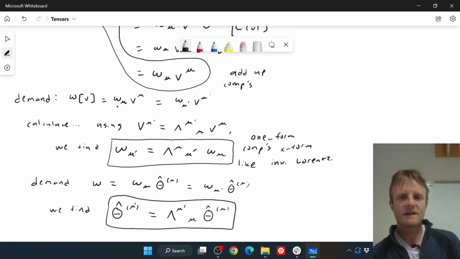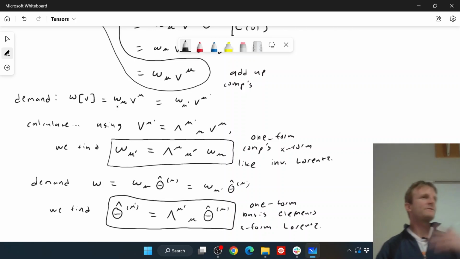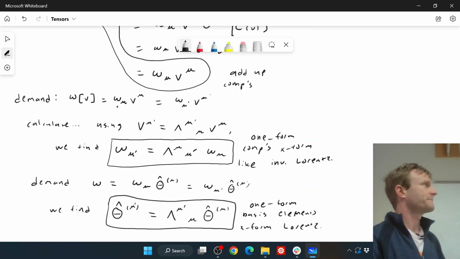Okay, and the message there is the one form basis elements transform like Lorentz. Okay, and so the abstract things are invariants, and the different components transform in different ways.